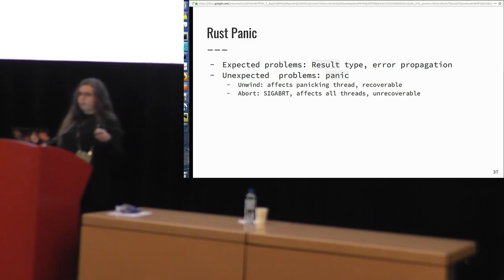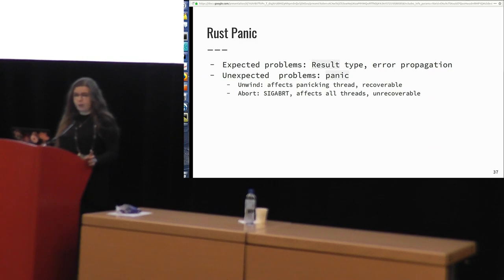This is used for problems that you kind of expect, problems that you can see coming. Like, for instance, when you want to open a file, if it's not there, you're going to return a result and then move it up the frame to wherever you want to handle it. For unexpected problems, like an array index being out of bounds, Rust has a panic mechanism. This will eventually lead to the process being terminated in one of two ways.